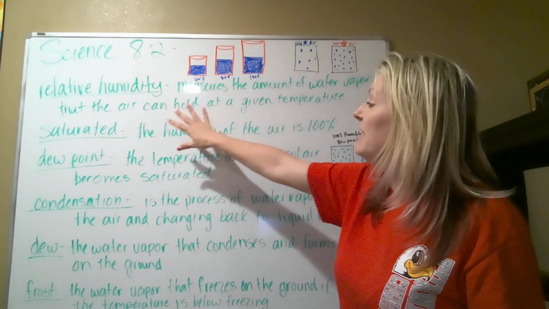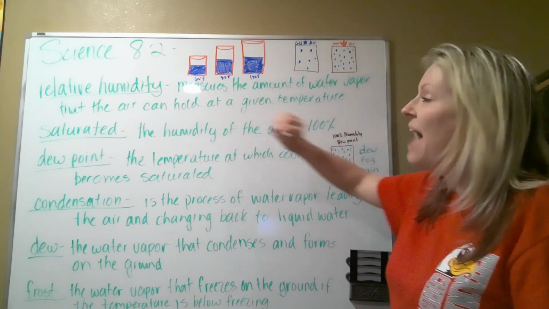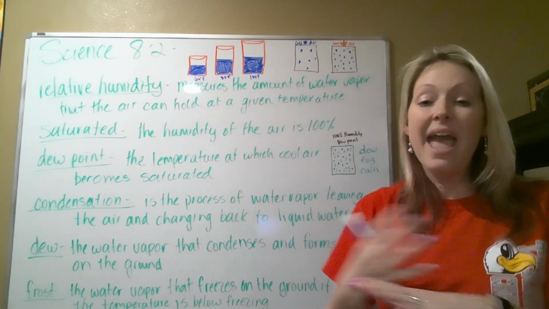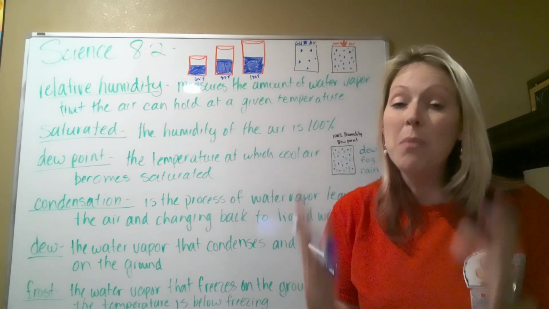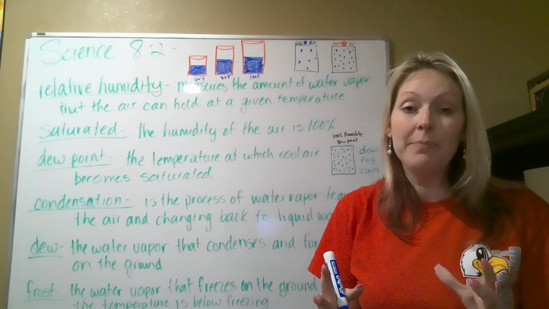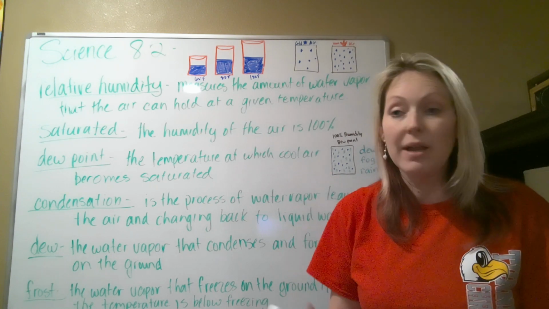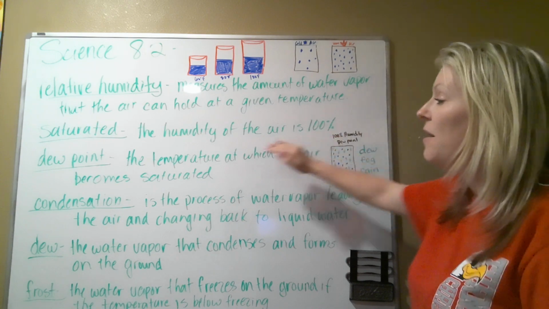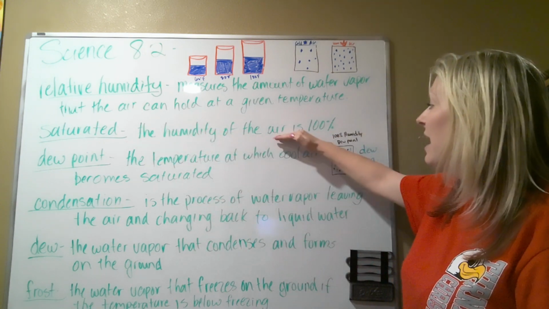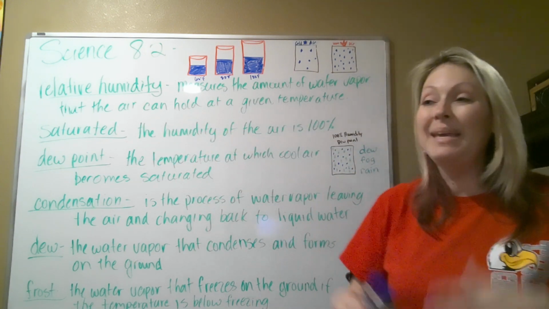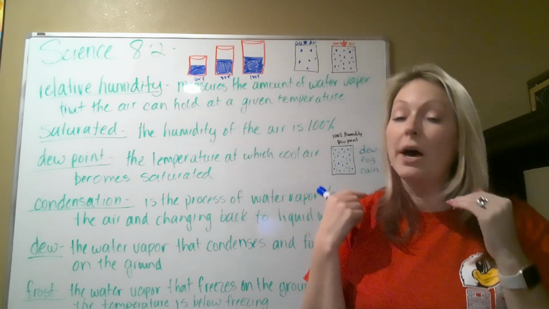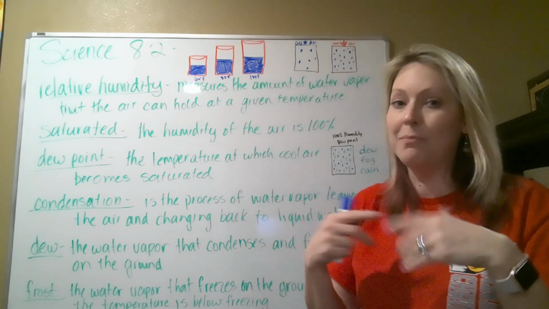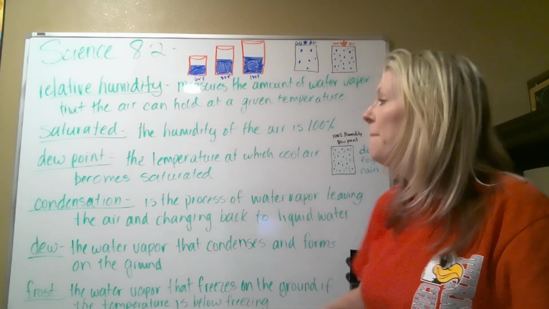Now, as the temperature goes up, and the water vapor goes up, and it gets to a point where the air can't hold any more water vapor, that's called saturated. And that means it's at 100%, okay? The humidity of the air is at 100%, meaning that those air molecules got all the way to the capacity and can't hold any more water vapor in the air, okay?